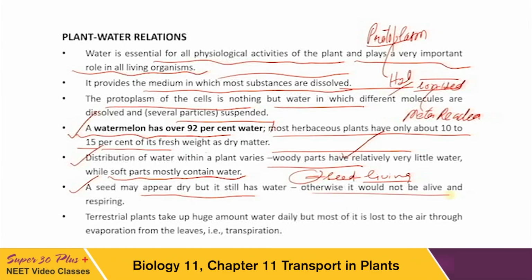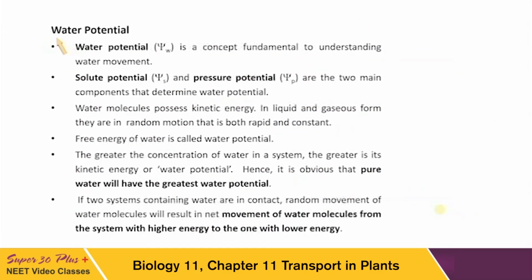Otherwise it will not be able to survive without water. Respiration is required. Terrestrial plants take a huge amount of water daily. Most of this is lost through transpiration, that is, through the aerial parts. The process is known as transpiration. Is it? Now after that you have to see water potential.